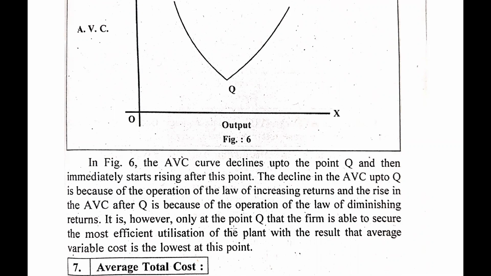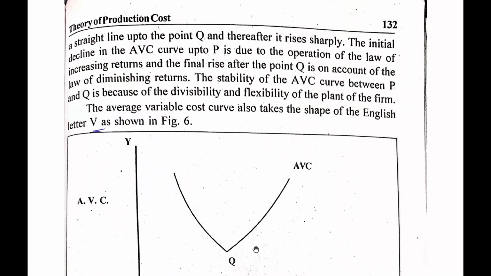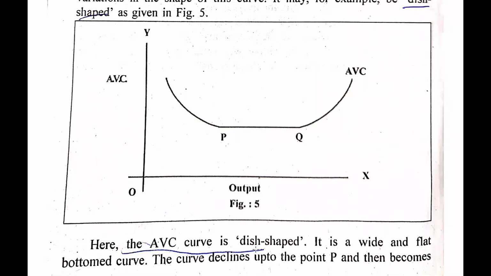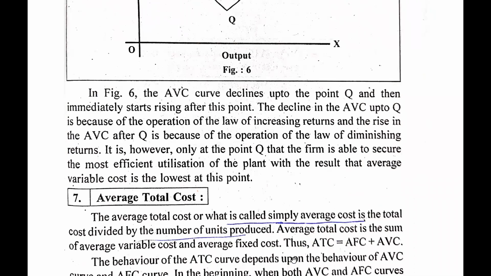It is however only at the point Q that the firm is able to secure the most efficient utilization of the plant, with the result that average variable cost is the lower at this point. So guys, here we need to focus on how the average variable cost curves. In the beginning, average variable cost will decrease, but at a certain point it comes to the normal capacity and will be stable. But when you cross the normal capacity of production, the average variable cost will rapidly increase. Now guys, we will see the next point, that is average total cost.